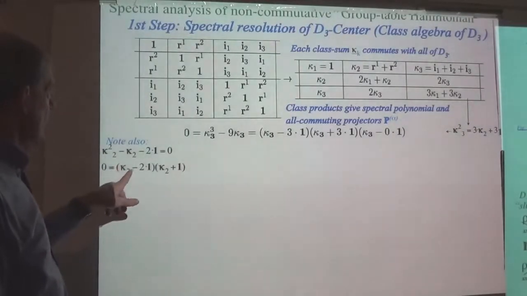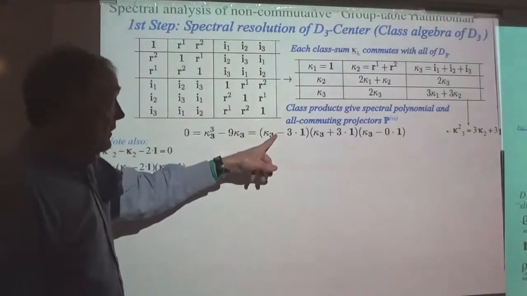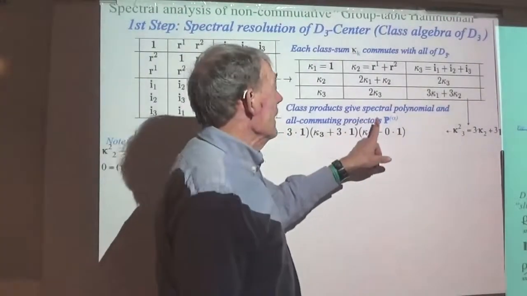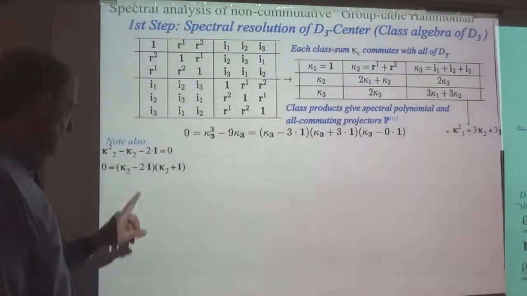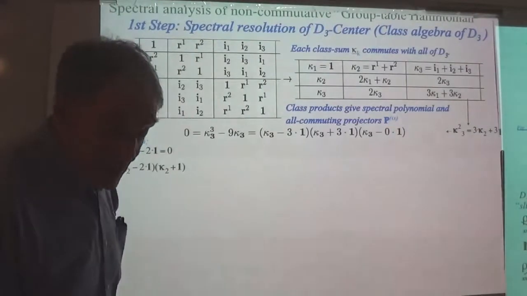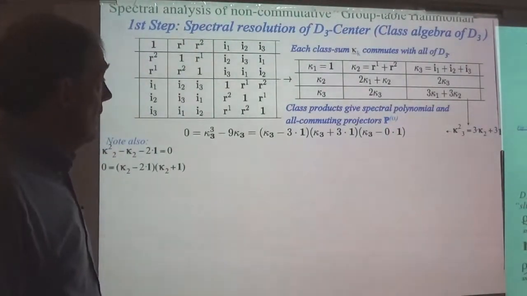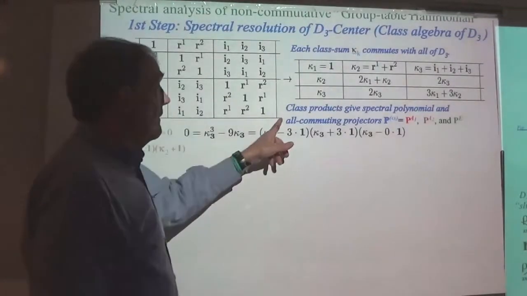This thing has a minus 2 and a plus 1, but this one has a minus 3, a plus 3, and a 0. Okay, this one has the 1 and minus 2, and that's all, one of those is degenerate. So the idea is to use that. Okay? How are you making those class products?